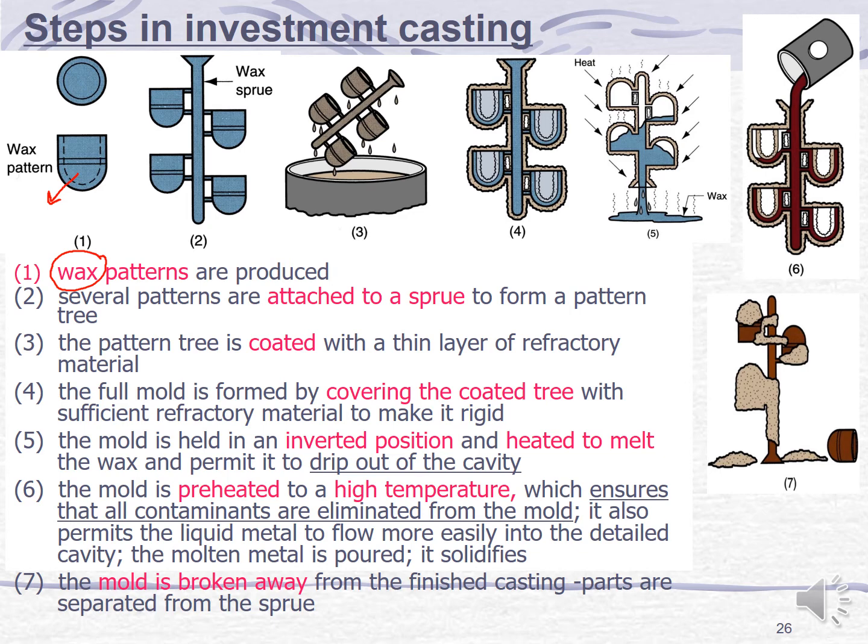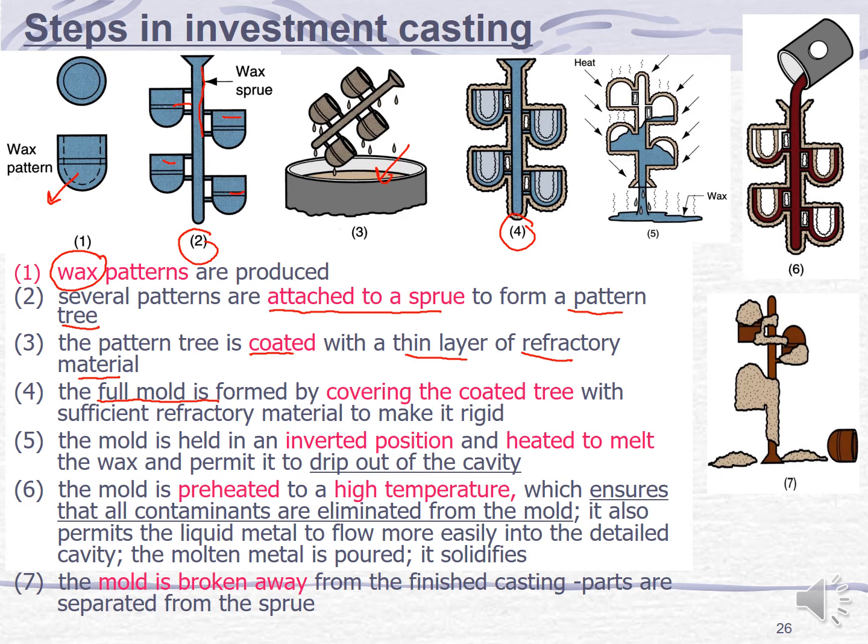Okay, second, several patterns are attached to a sprue. We attach all the patterns to a sprue to form a pattern tree. And then the pattern tree is coated with a thin layer of refractory material, so it will form a full mold. So this is the full mold, to make it rigid.